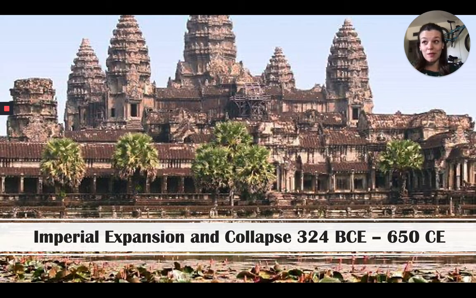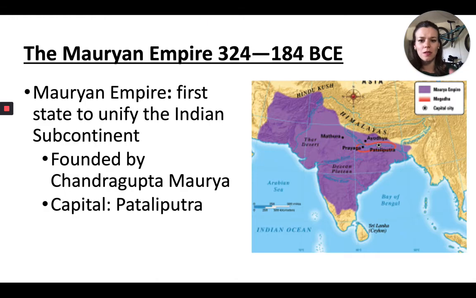So, are you ready? We are starting with the Mauryan Empire. So the Mauryan Empire is still before the year 1. The Mauryan Empire is going to be our first state to unify the Indian subcontinent, and it's going to be incredibly dominant. No one's really going to come close to this until we get to the British practically.